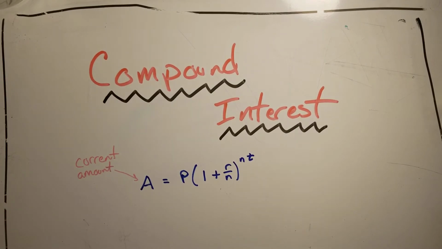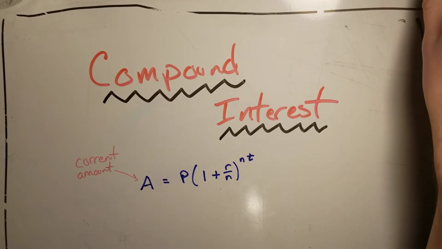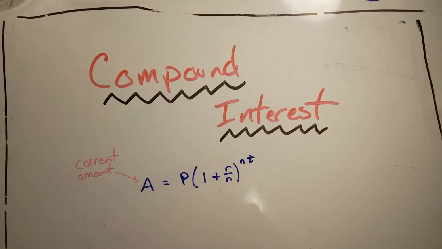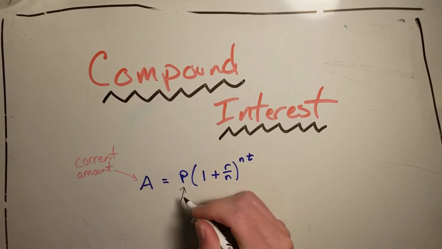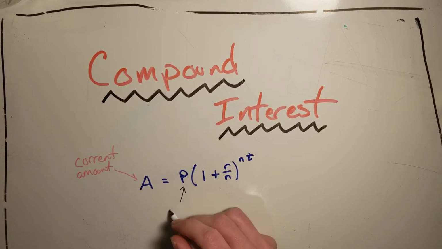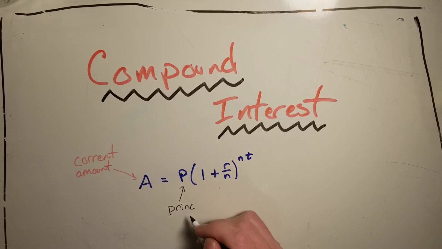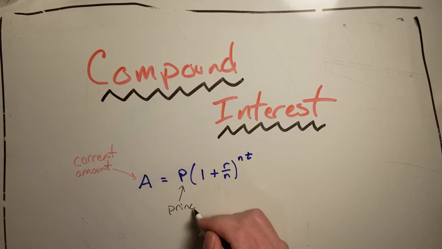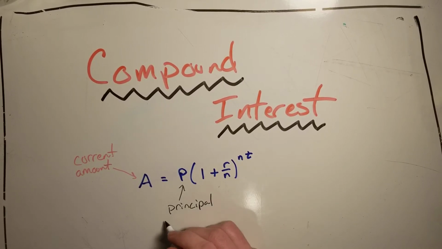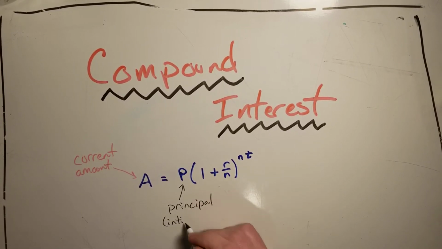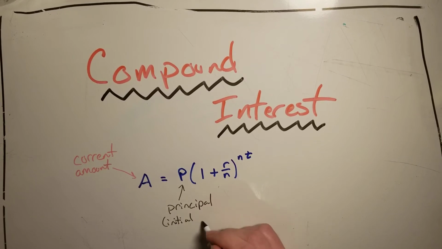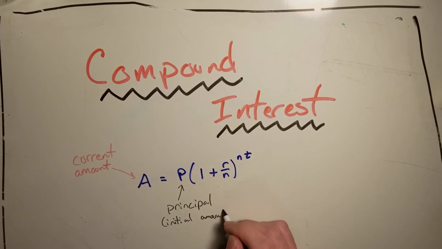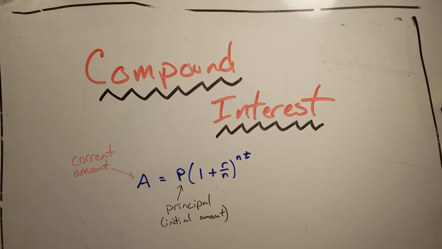And P is going to represent your initial amount, or the principal. So this will be P for principal, or we can call it the initial amount. It's what you start with. So the initial amount.